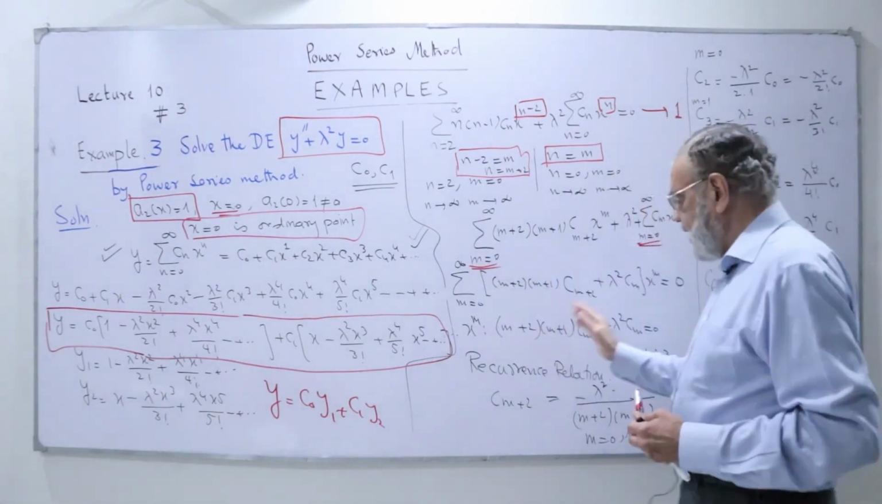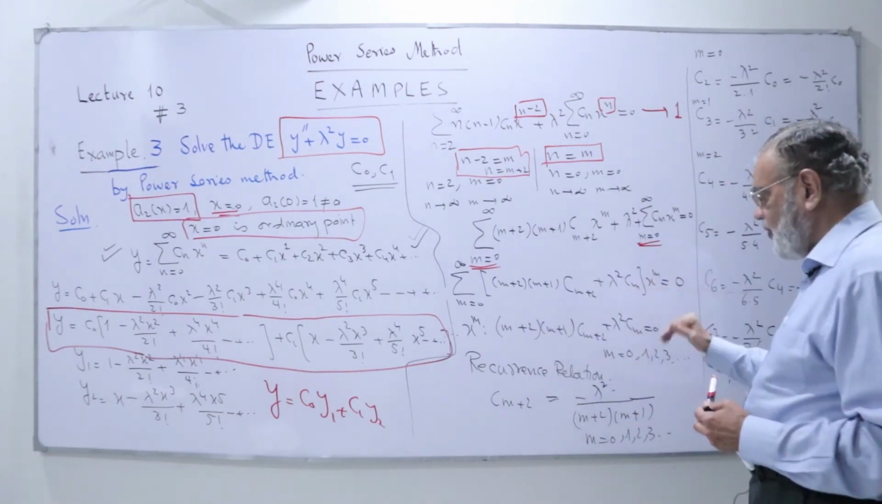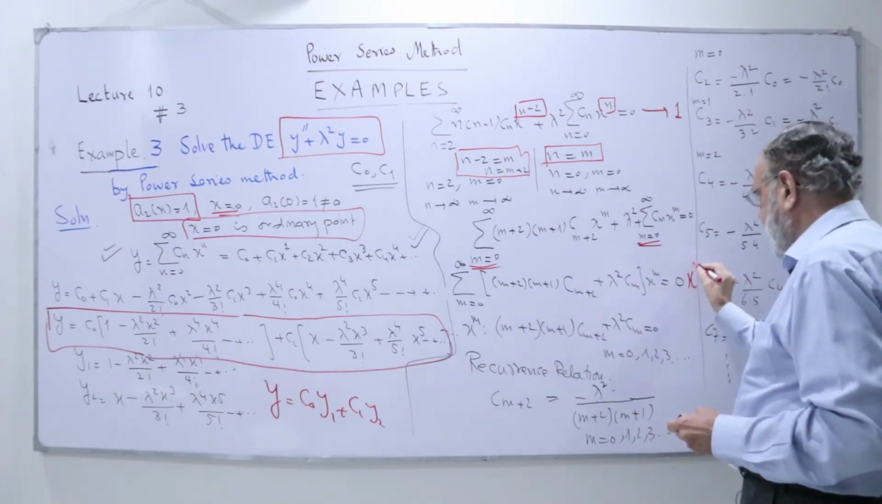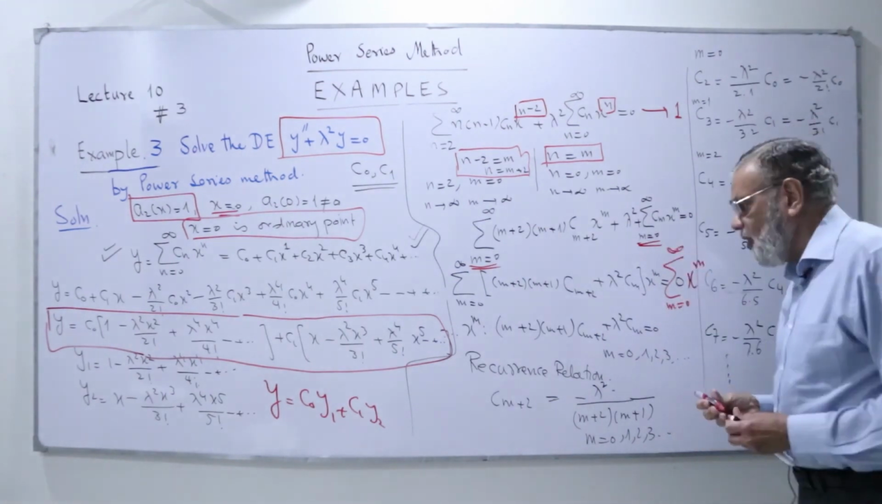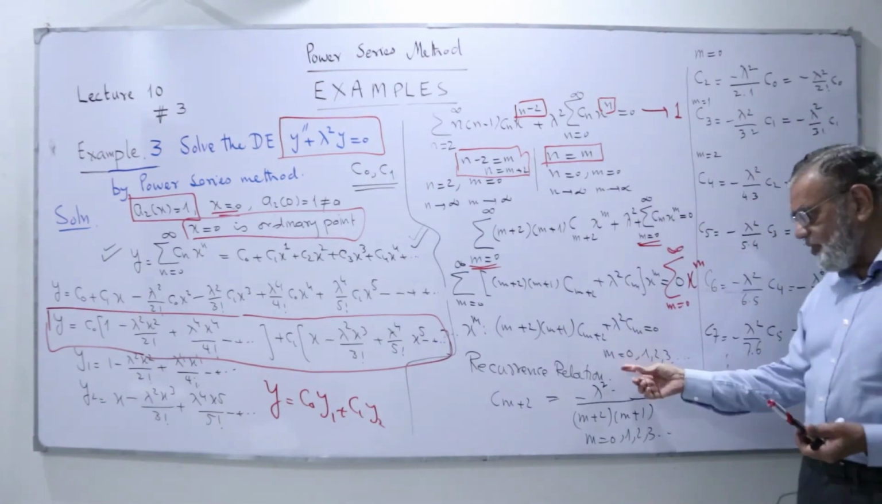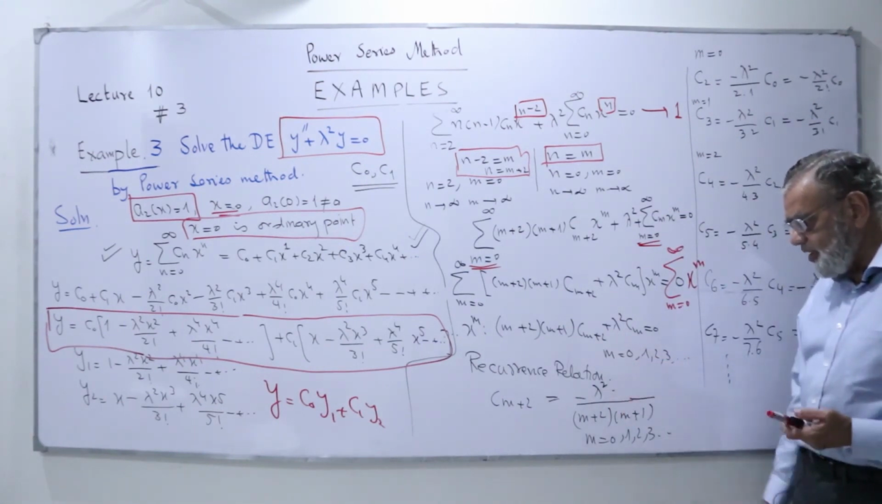We take x to the power 1 out, then compare the coefficients of x to the power m, with the sum over m from 0 to infinity. All the coefficients are equal to 0, for m equal to 0, 1, 2, 3. So this is my recursion relation.